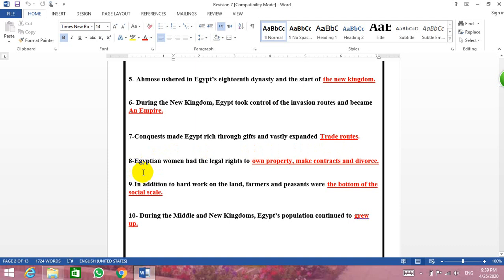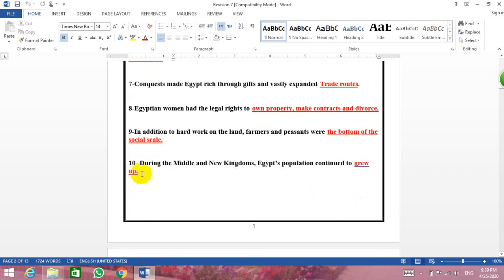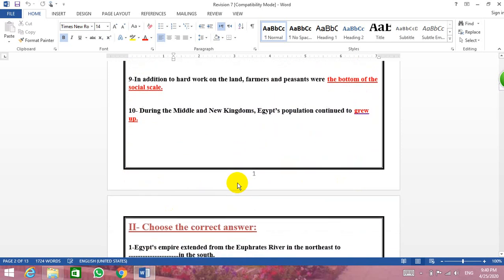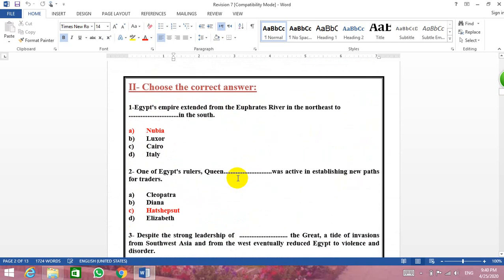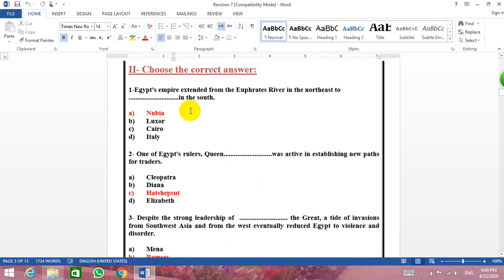Point number 8, Egyptian women had the legal rights to own property, make contracts, and divorce. Number 9, in addition to hard work on the land, farmers and peasants were at the bottom of the social scale. Number 10, during the Middle and New Kingdom, Egypt's population continued to grow, to increase. Okay, here we have question 2, that is multiple choice.